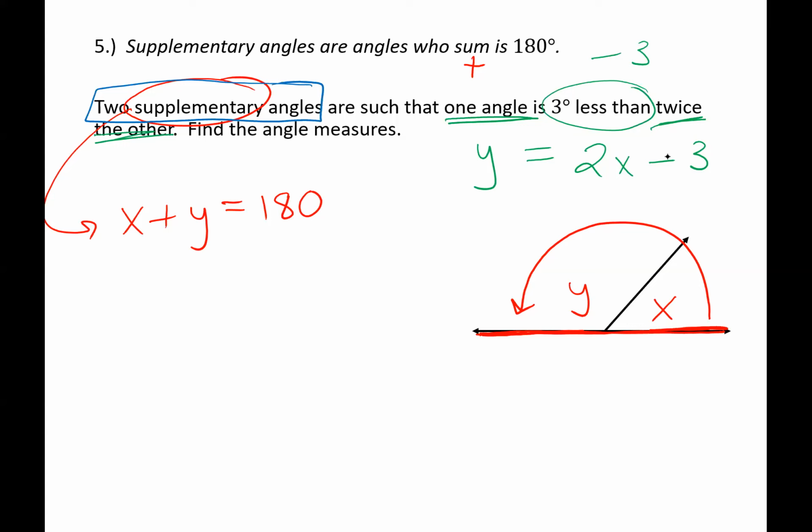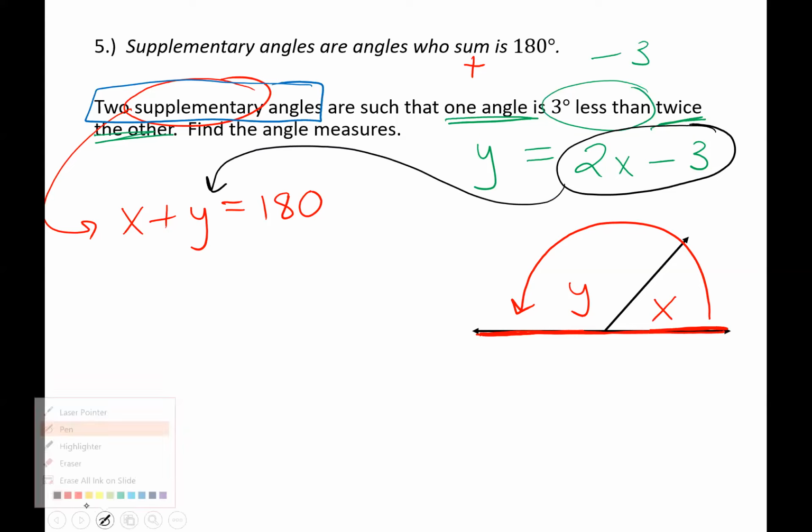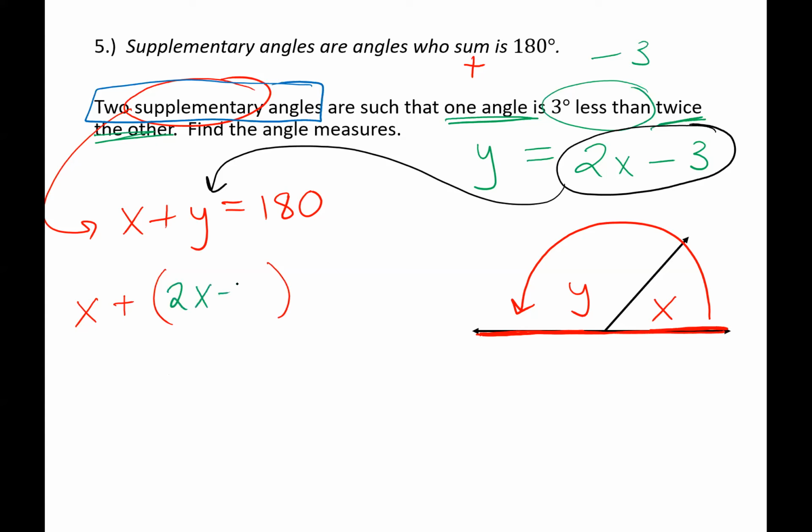Okay, now let's actually solve using substitution. Y is by itself. We have y equals 2x minus 3. So let's substitute into the other equation. I'm going to go back to the first one. Instead of x plus y equals 180, now I'm going to write x plus, and then in parentheses, instead of y, now I'm substituting 2x minus 3, equals 180.